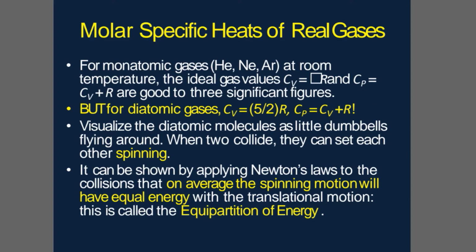Molar specific heats of real gases. As I already discussed in the previous video, for diatomic gases CV equals 5/2 R and Cp equals CV plus R. It can be shown by applying Newton's laws to the collisions that an average spinning motion will have equal energy with the translational motion. This is called the equipartition of energy.